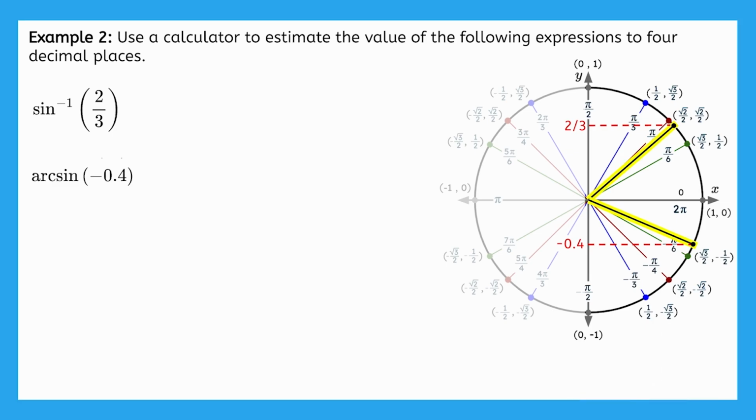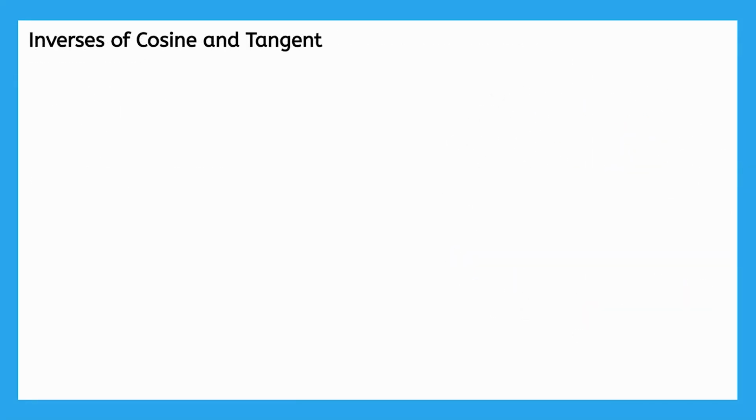Inverse sine of 2/3 is approximately equal to 0.7297, and arc sine of negative 0.4 is approximately equal to negative 0.4115. Both of these answers make sense with where we expected these angles to lie in our unit circle. Now let's find the inverses of cosine and tangent.